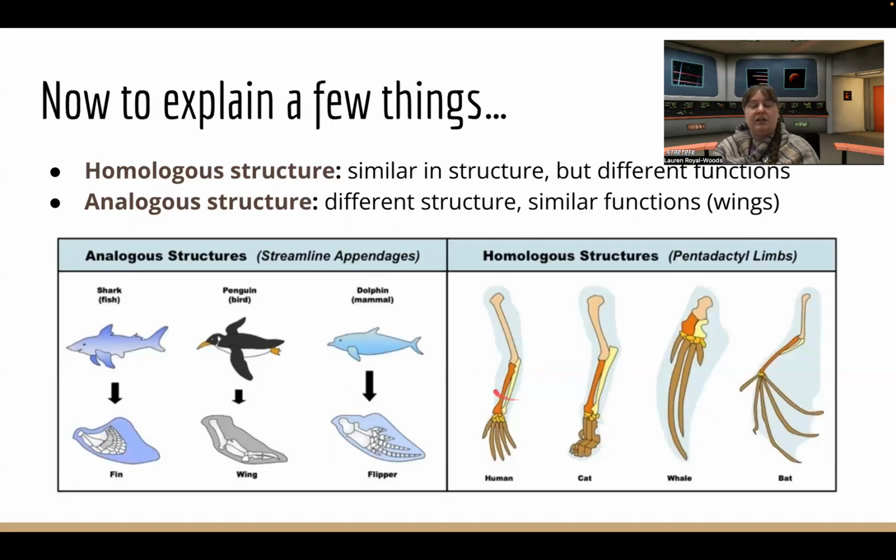Anyway, same thing here. We've got analogous structures, which are different structures with similar functions, like a bird wing versus a bat wing. They both achieve flight, but they're completely different from each other. As you can see, the different types of fins down here: a shark fin is just really fancy cartilage. A penguin fin is more similar to a chicken wing, but in the form of a flipper.